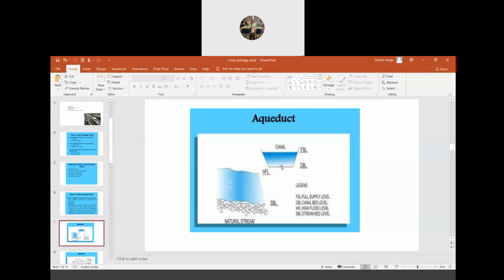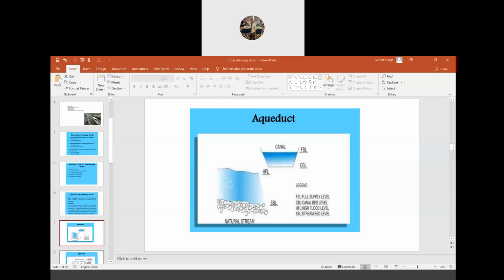This kind of structure, whereby there is a sufficient gap between the highest flood level of a natural drainage and the bed level of a canal, is called an aqueduct. And here the water is flowing under atmospheric pressure. You have to note down here that the water is flowing, in both the cases, in the canal as well as the natural drainage, under atmospheric pressure.